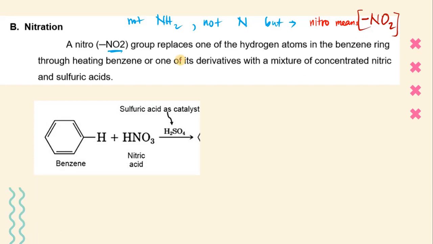Okay. So a nitro group replaces one of the hydrogen atoms in the benzene ring through heating benzene or one of its derivatives with a mixture of concentrated nitric and sulfuric acid. So you can have this sulfuric acid as your catalyst.